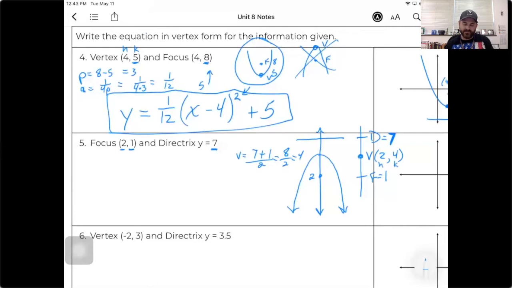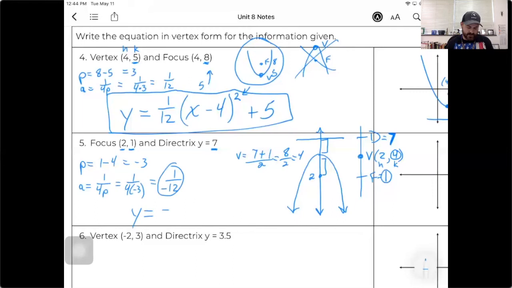Now I've got to find that p-value. Remember, the p-value is the distance between directrix and vertex or distance between focus and vertex. So from 1 to 4, if I just subtracted those, 4 minus 1, that's 3. But remember, this is a negative 3. p is 1 minus 4, which would be negative 3. I know it's negative because my parabola opens down. So I'm going to find my a value based on that. a is 1 over 4 times p, or 1 over 4 times negative 3, which in this case would be 1 over negative 12. So there's my a value that goes in front of my parentheses. This time it's negative 1/12.